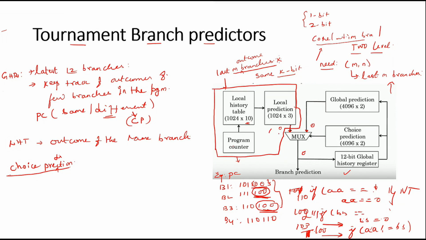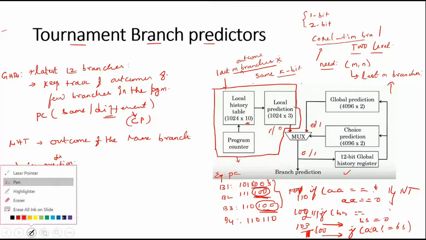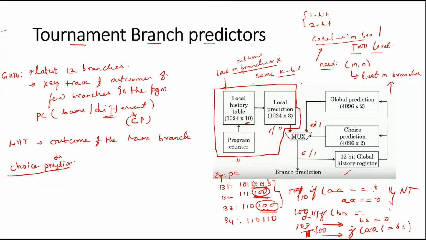Suppose the output is going to be one, or again if it is going to be one, again the branch is going to be taken. So here also no problem. The problem arises in this case: assume that the output from the local prediction is 0, which means it is not taken, but the output from the global prediction is taken.